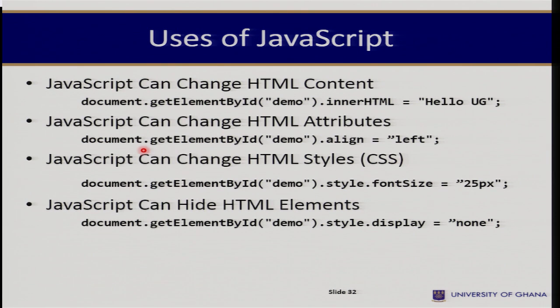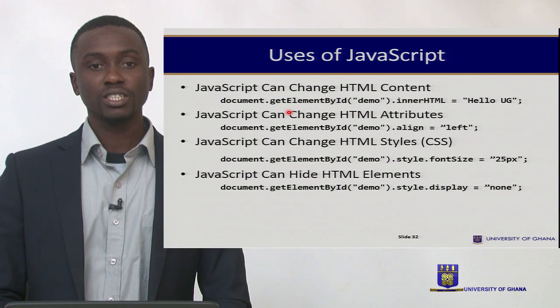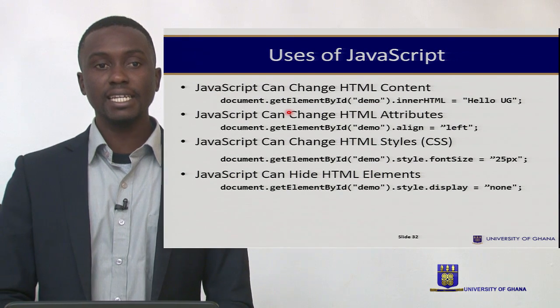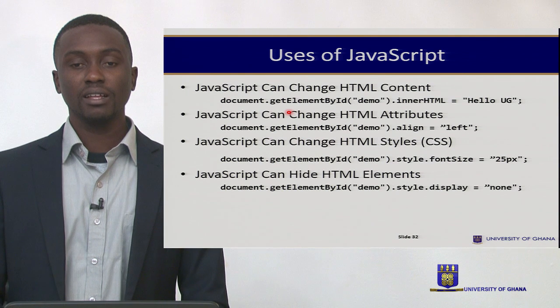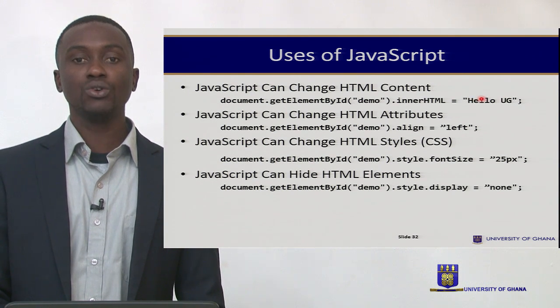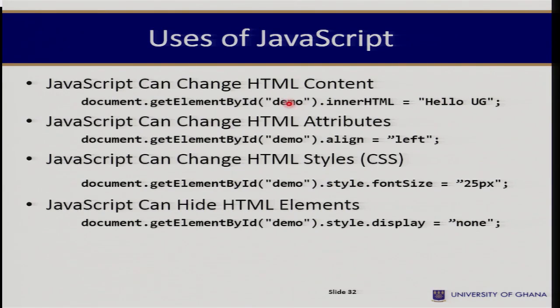So one very important function in JavaScript is getElementById. So you have an element in your web page with ID demo. You can do document.getElementById demo.innerHTML, and then you can put a value here like hello UG. So it will scout through your document object model, which is the DOM, and then it will look for the tag with ID demo, and then it will replace whatever content is there with hello UG.